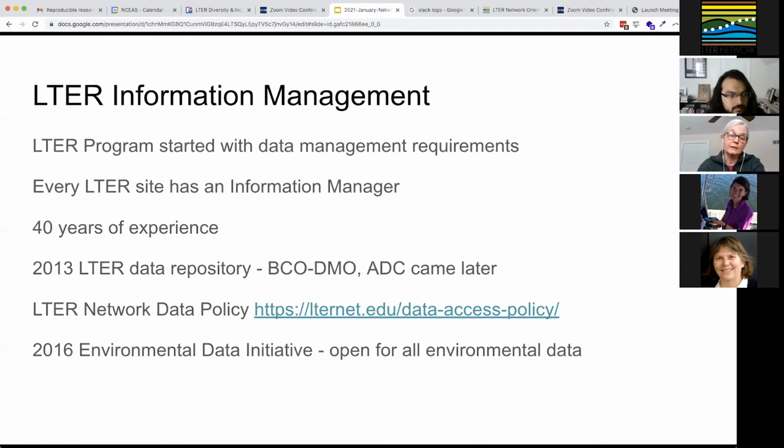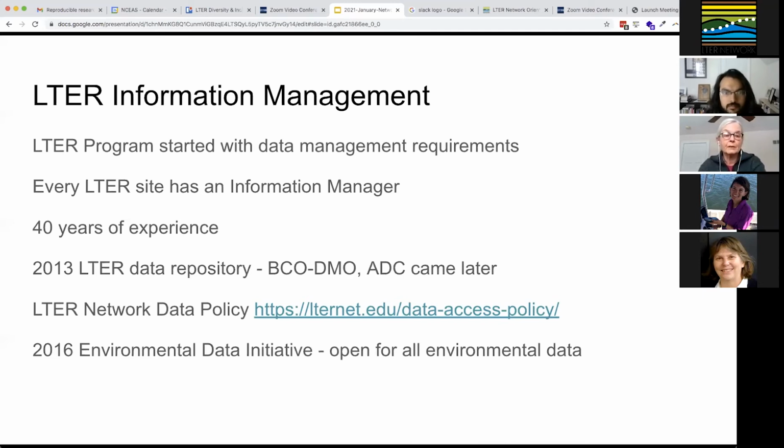LTER also has a data access policy, which you can see the link here and read about it. And that too has a very long history. It was one of the very first data access policies that was out there. And many people copied it until by now we have places that actually put out licenses and license texts and proper ways to license your data.